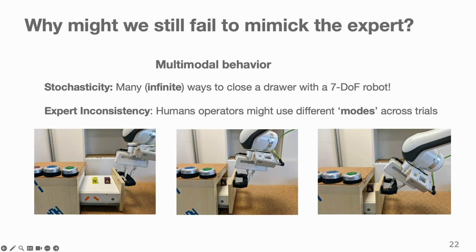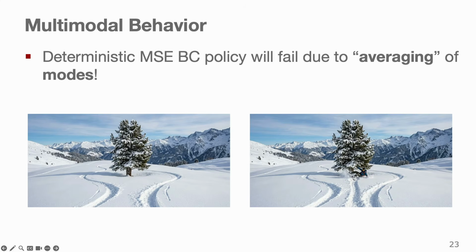Yeah. And so we have this stochasticity and also expert inconsistency, right? There are multiple ways to achieve the same goal, and all are valid in principle because they all achieve the same success.